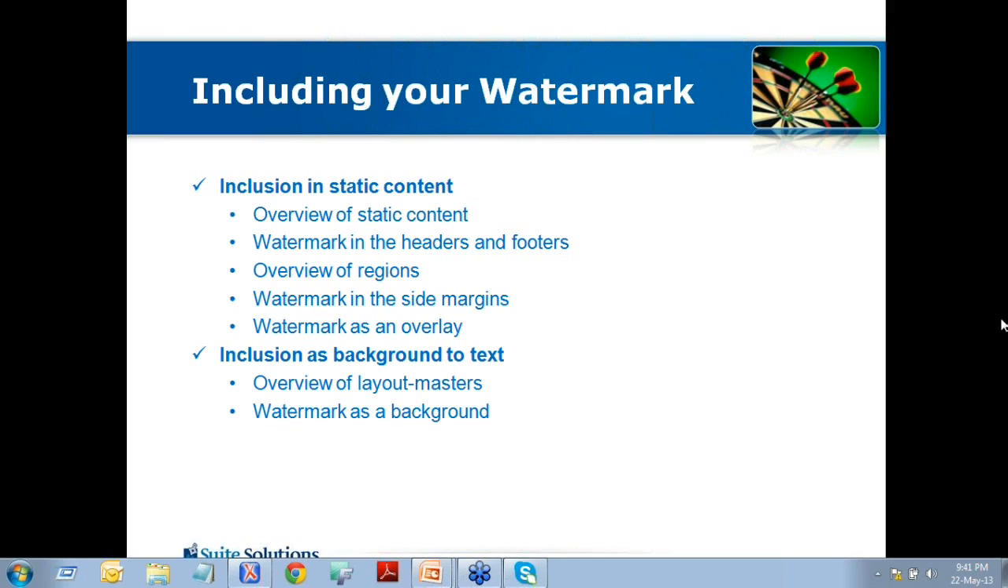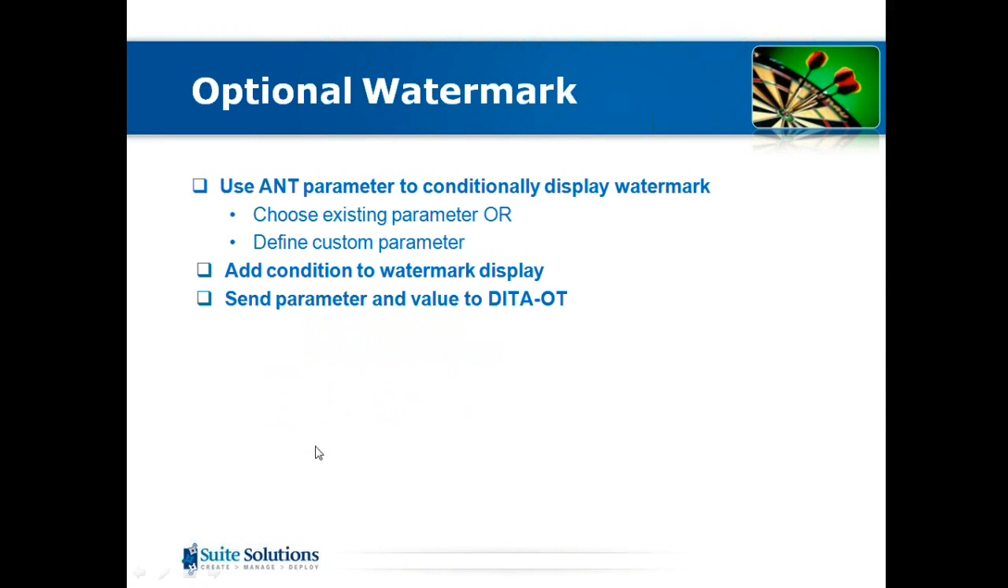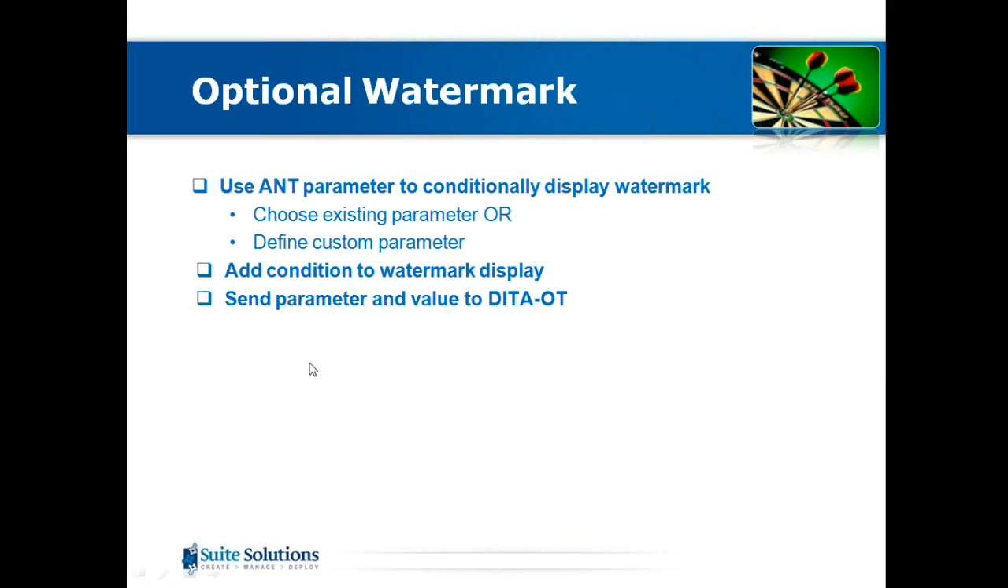The last topic we want to discuss is an optional watermark. You often might want to include a watermark only in some circumstances, such as a draft watermark, a watermark showing that this is something only for internal use, or this is only a specific type of publication. We'll discuss using an AMP parameter to conditionally display the watermark.